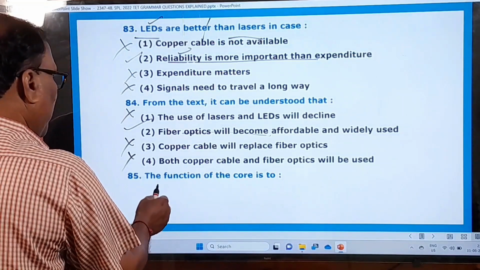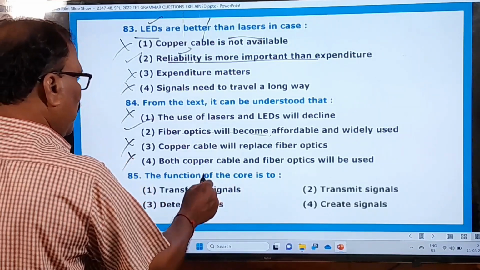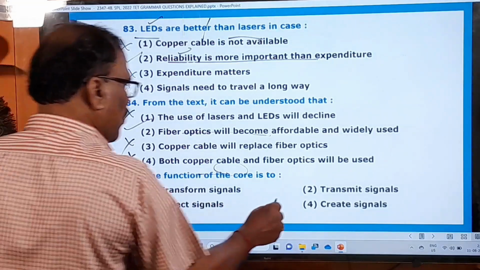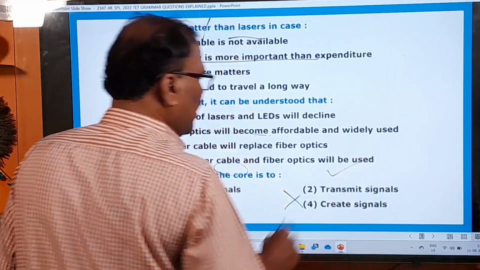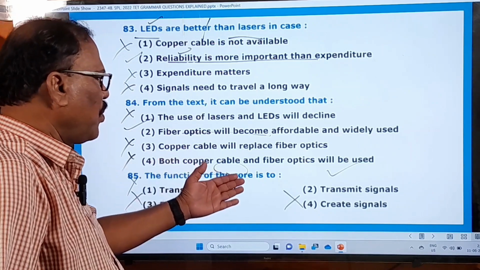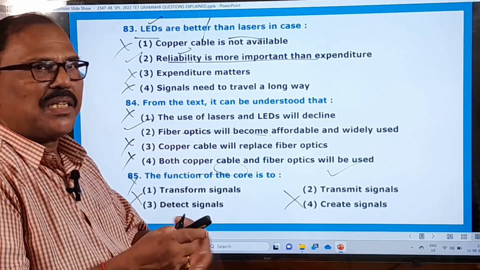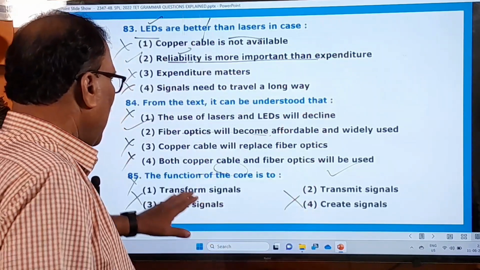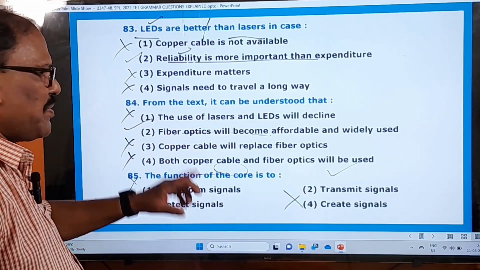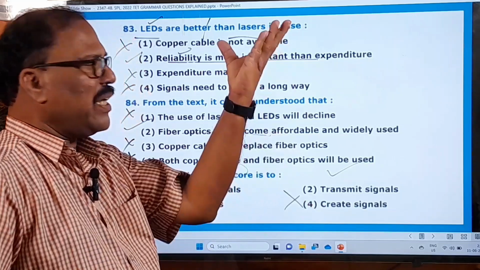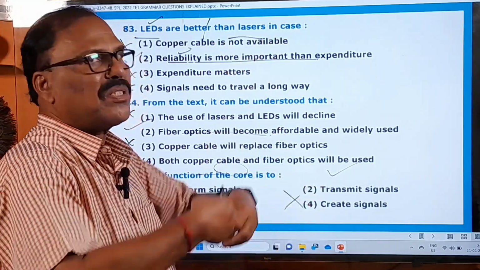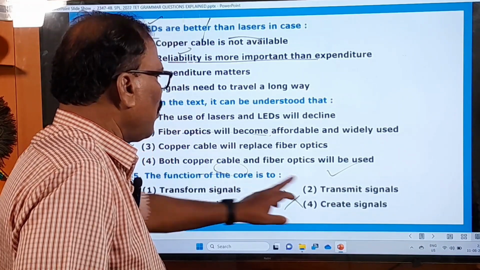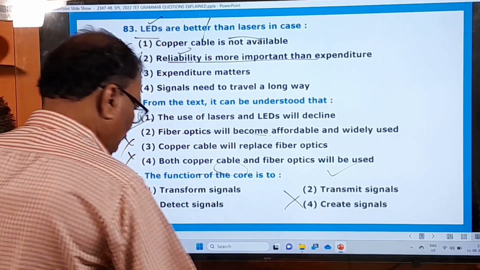So here, the function of the core is to transform signals, no; detect signals, no; create signals, no; transmit signals. The function of the core is to transmit signals. Transmit means it sends signals, it spreads the signals, right? Transform means changes signals. Detect means find out signals. Create means create. Transmit means send out signals. So the duty of the core of this fiber is to transmit signals. So in this way, 5 questions are okay.